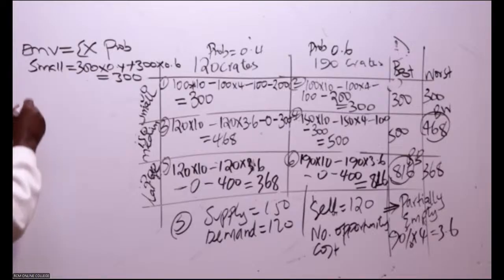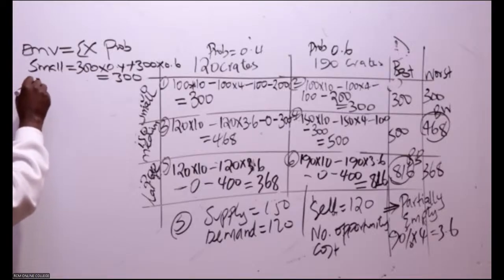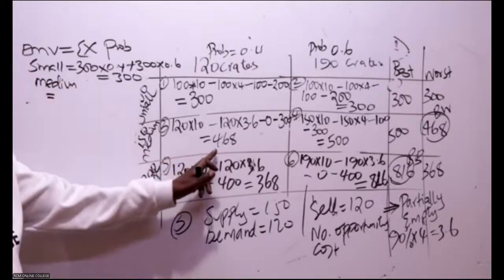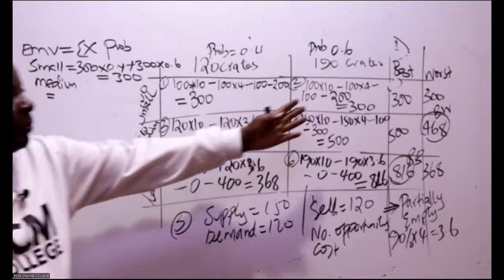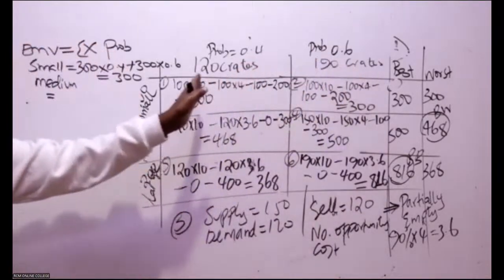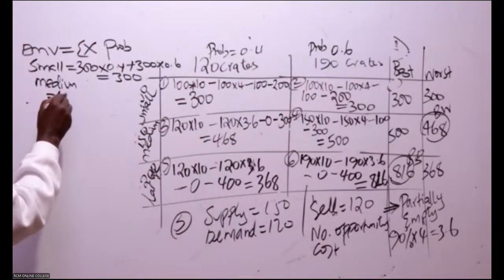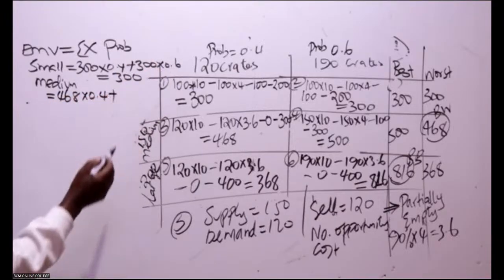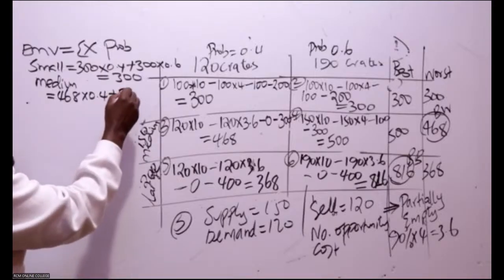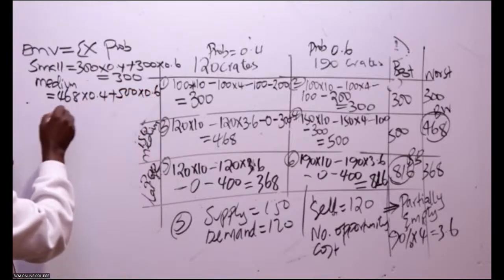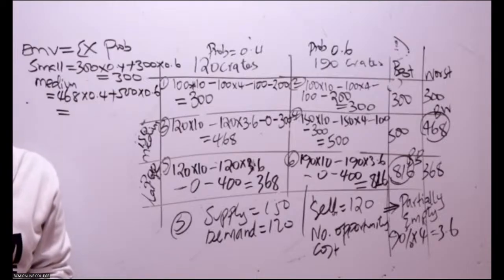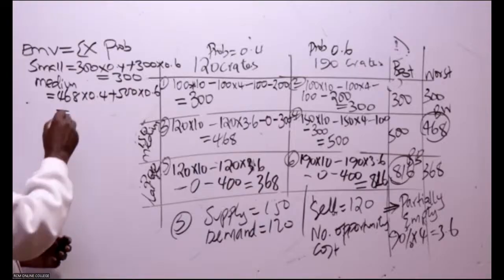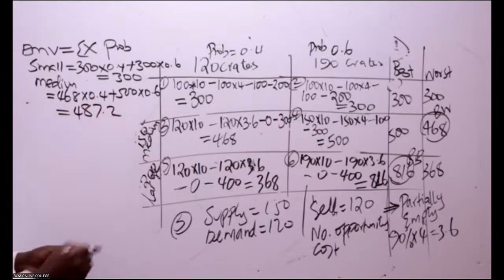How about the expected monetary value for medium? For medium, there are only 2 X values, 2 variables. Don't count best. We're only looking for the demands. So we have 468 times 0.4 plus 500 times 0.6. Please give me a number. It is 487.2.